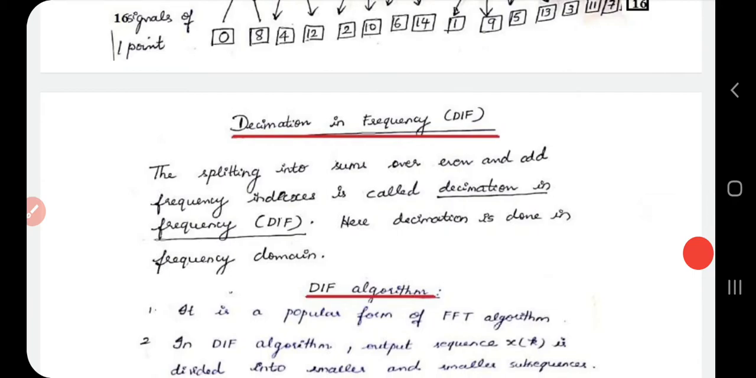Next is decimation in frequency. Actually this DIF is not there in your syllabus, but I am teaching it because DIF also is a part of FFT, or fast Fourier transform. So FFT is there in your syllabus, that is why I am teaching DIF also. But when you study, give more stress to DIT and its illustration. I mean decimation in time, its principle, the algorithm and the illustration. Okay, this DIF you can just go through it.